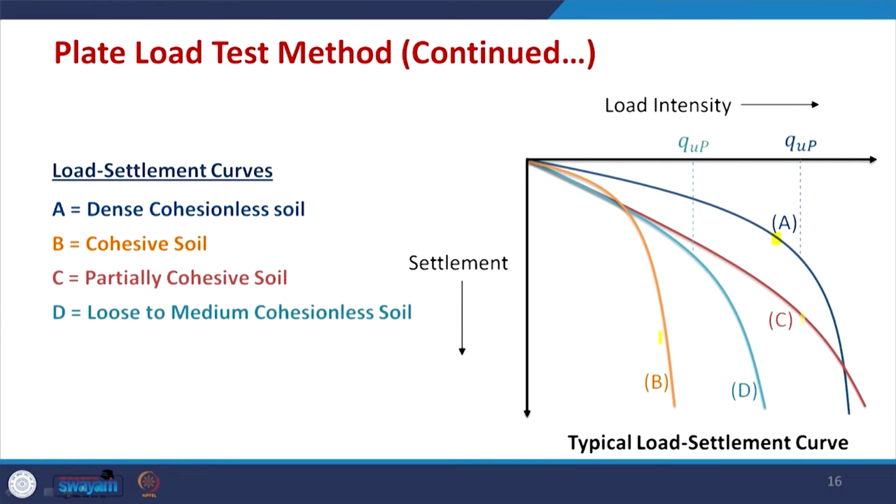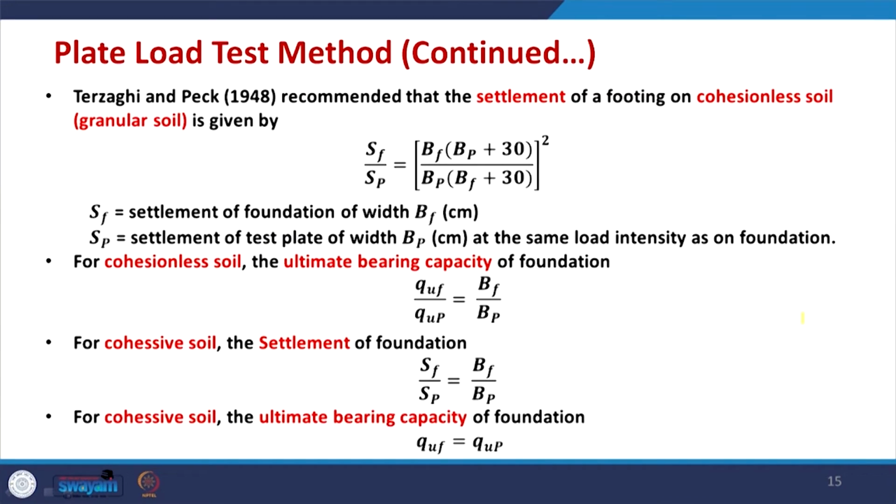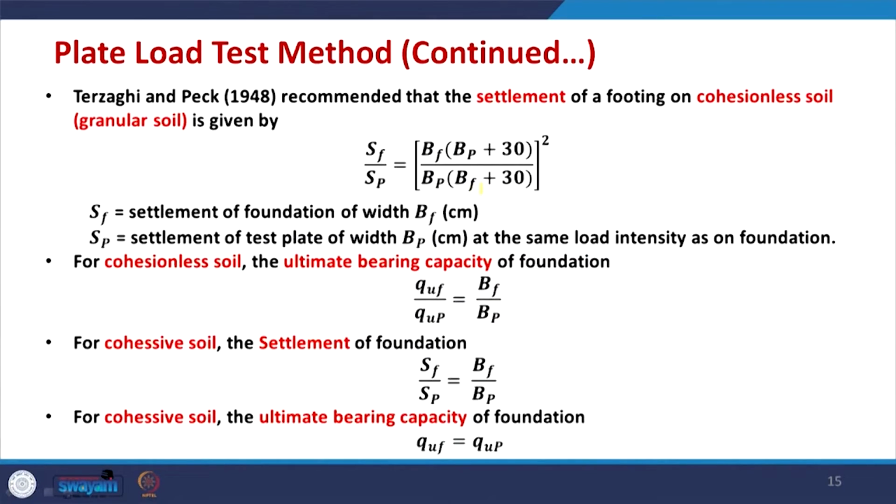So, these are used, but some empirical relations have also been used, and they are listed in the slide. Terzaghi and Peck in 1948 recommended that the settlement of a footing on cohesionless, that means granular soils, can be found from this relation. In this relation, it is important to notice that a quantity 30 is coming, and this 30 is in centimeter. As a result, in this equation the values of Bf and Bp, where Bf is the width of the foundation and Bp is the width of the plate, also need to be put in centimeter.